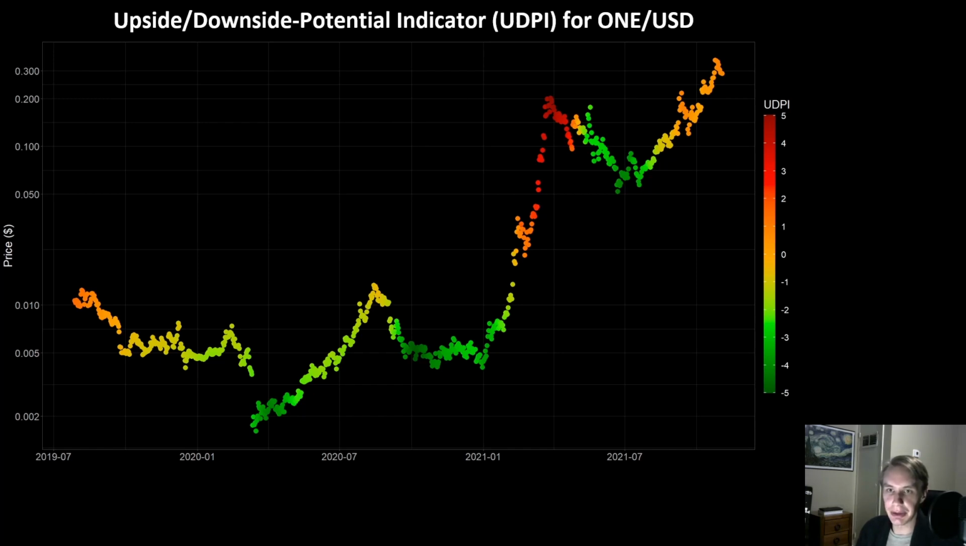The idea is that given what the model has seen and what it's learned about ONE, it still is quite bullish on it. Even though now it's passed up above 0, and it's looking like the upside potential might be a little bit lower than the downside potential, there's still plenty of room to move to the upside, the model is suggesting.